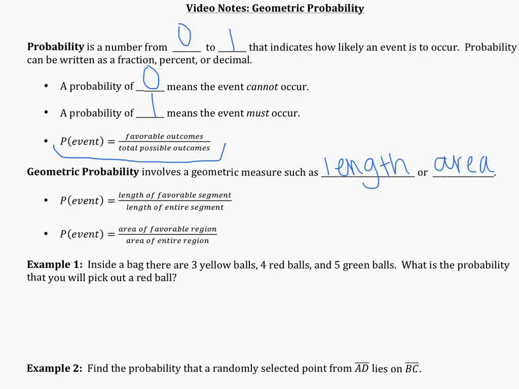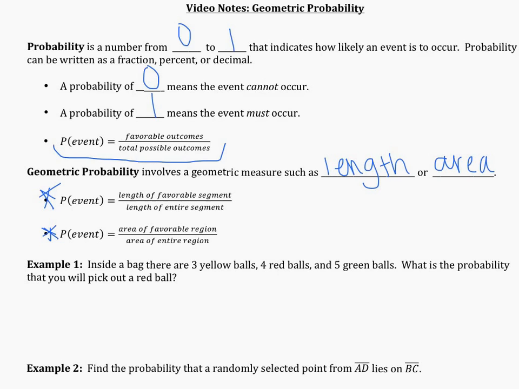So the first one, right here, involves length. It says the probability of an event dealing with length is equal to the length of the favorable segment that we want divided by the length of the entire segment. All right, the second one deals with area. It says the probability of an event is equal to the area of a favorable region divided by the area of the entire region that we have.